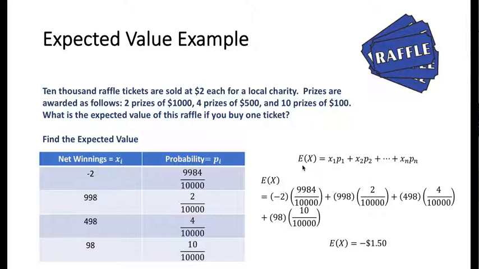Remember, the formula for expected value is you're going to multiply the random variable times the probability of it happening. So I'm going to multiply these together, -2 times 9,984 over 10,000, etc., and add those together. It's written here. And the expected value is you're expected to lose $1.50.